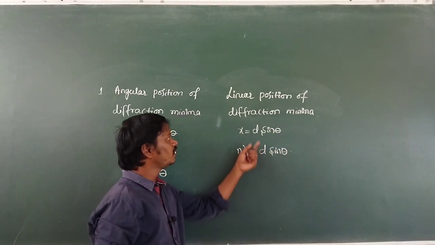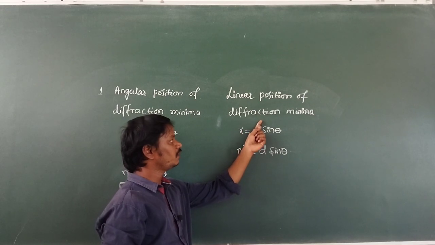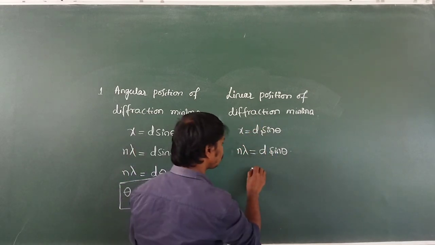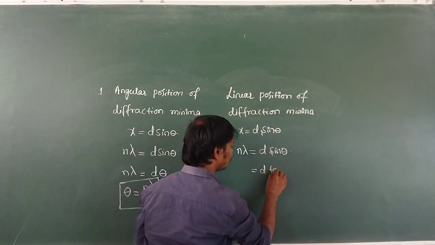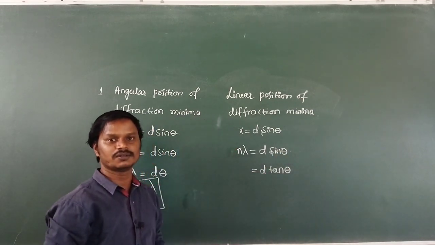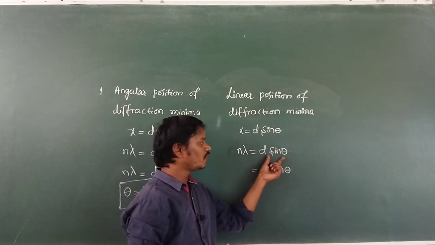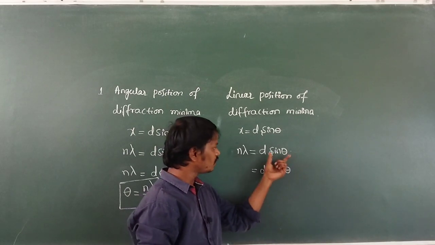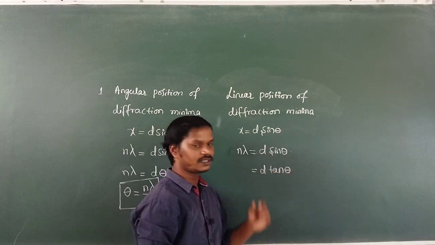In order to find the linear position of the diffraction minima, I will take, instead of sin theta, tan theta. D into tan theta, because for small angle sin theta and tan theta both are equal. For example, for small angle sin theta is theta and tan theta is also theta. That is why instead of sin theta I will write tan theta.